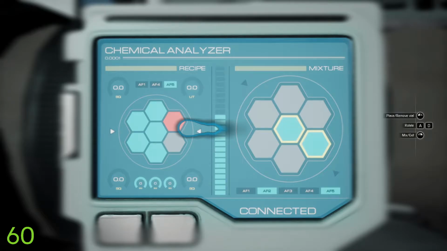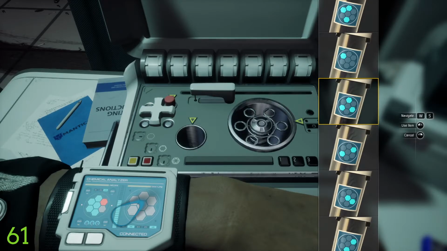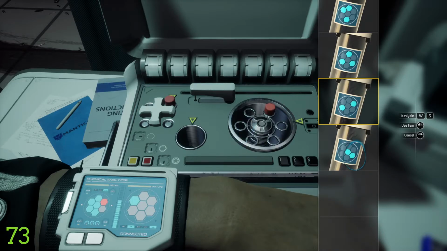Okay, these are blue. Okay, so the thing that's annoying me about this is when you rotate things, it doesn't actually rotate things. So I guess... Okay, I see. So we need to find the pattern of these.